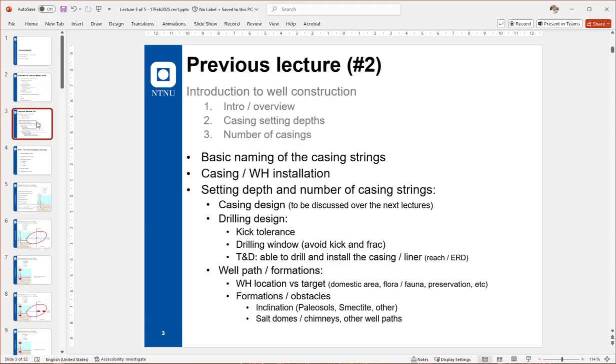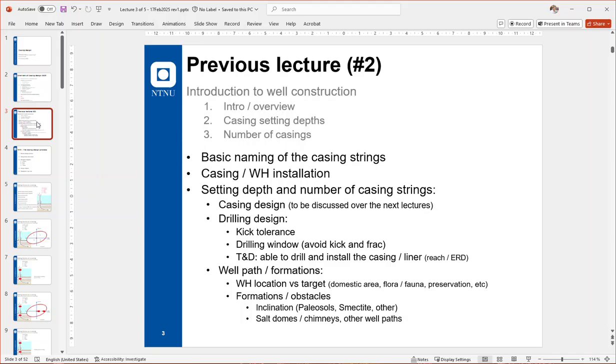We had a video looking into how casing and wellhead is installed, how that works. I hope that was informative for you guys. We talked about the setting depths and the number of casings. They would typically be very strongly connected. If you need to set a casing shallow, typically you would need to add another string or section in order to reach your target.